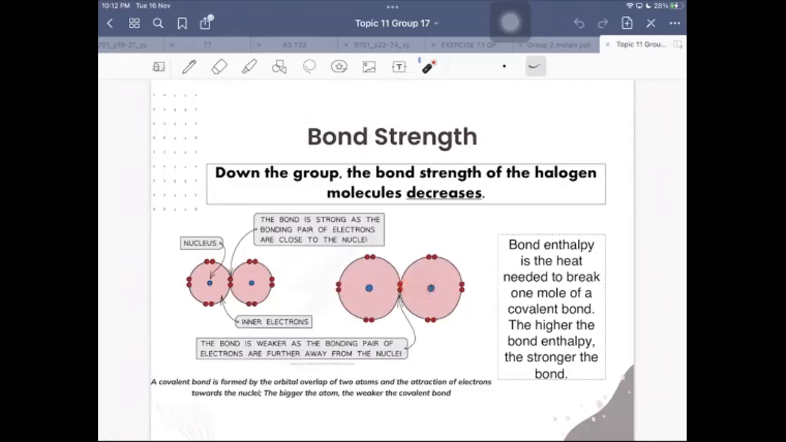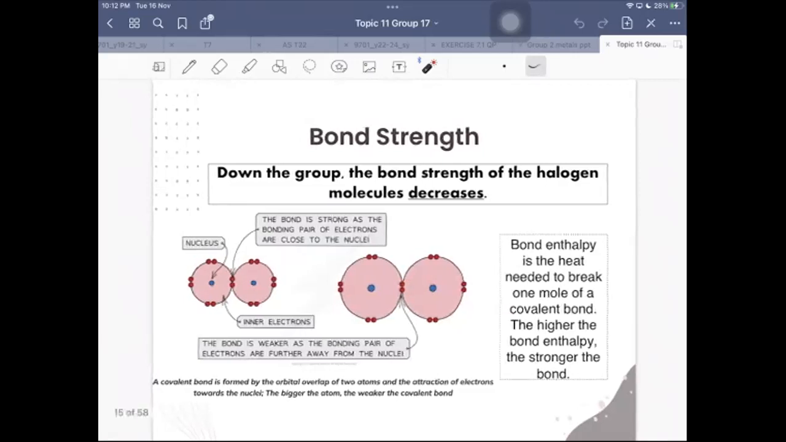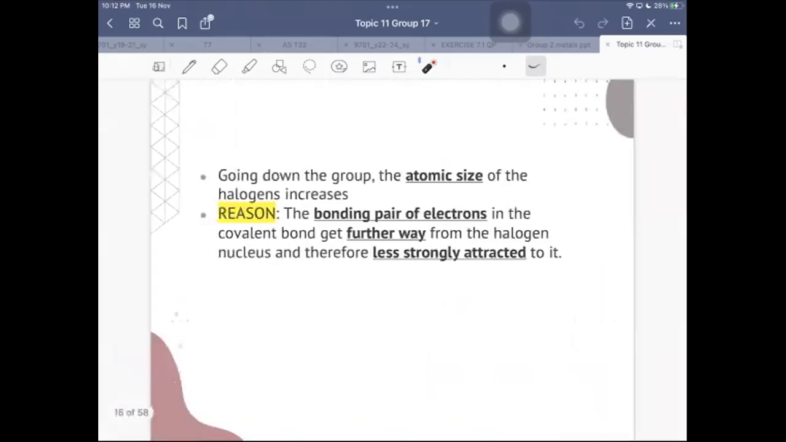So that means the closer this distance is, the stronger the force or the stronger the covalent bond is. The further away the nucleus and the bonding electrons, the weaker the covalent bond is. Okay, so this is the explanation. Going down the group, it has something to do with the atomic size.